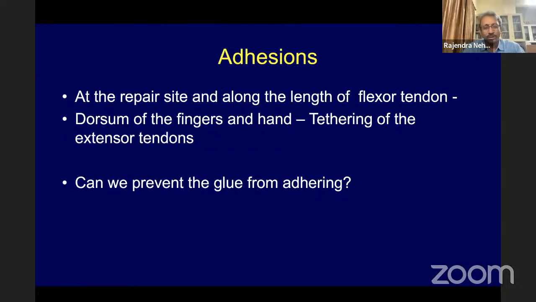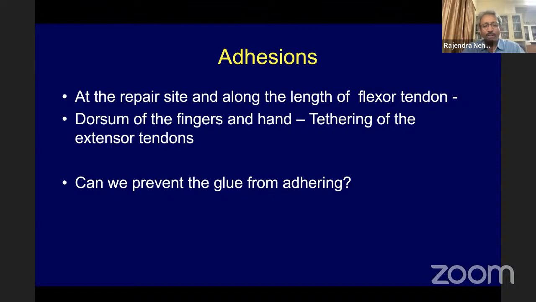So how do the adhesions occur? At the repair site and along the length of the flexor tendon. Sometimes the adhesion will occur on the dorsum of the fingers and hand, because in the operated hand there is always an edema, and that edema will settle down as a glue. And it will lead to tethering of the flexor and extensor tendons on the dorsum of the fingers. And it will be detrimental for the result of the flexor tendon repair.